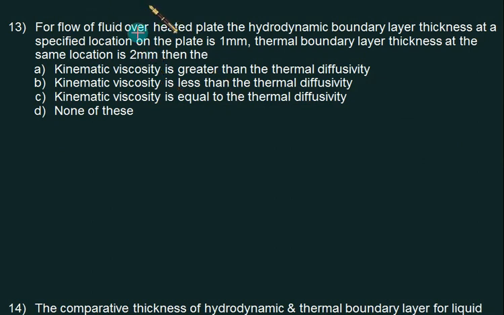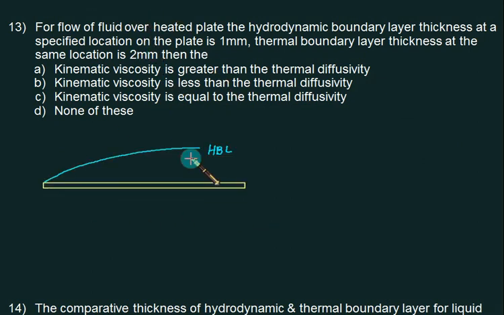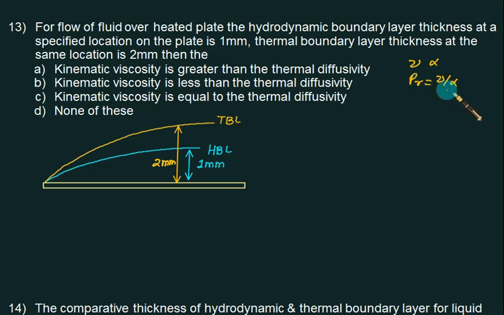We are given flow over a heated plate. Hydrodynamic boundary layer thickness is given as 1 mm, and we have to calculate thermal boundary layer thickness, which is 2 mm. So here the hydrodynamic boundary layer is less than the thermal boundary layer. First of all we will calculate the Prandtl number, because Prandtl number gives the idea about the kinematic viscosity and thermal diffusivity. So delta T by delta H equal to 1 by Pr to the power 1 by 3. Delta T by delta H is equal to 2. From this we can find out the Prandtl number and hence we can conclude it.